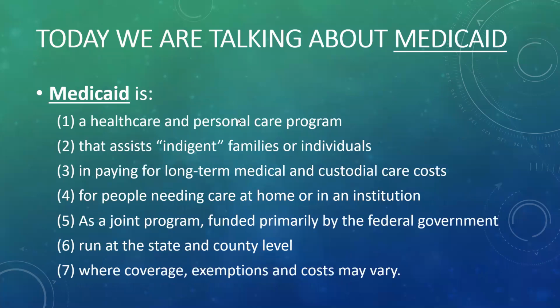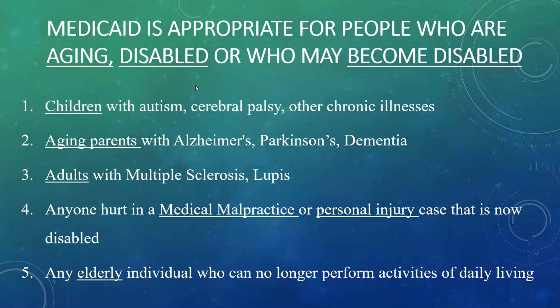So today we are talking about Medicaid. And if you don't know what Medicaid is, you may be in the wrong room, but basically Medicaid is a program that is paid for by the government. It is for indigent families to pay for your personal care. And it is done for home care or institutional care. It's funded primarily by the federal government, and it's administered at the state and county level, where certain coverage, exceptions, and costs apply. This program is for people who are aging, disabled, or who may become disabled.